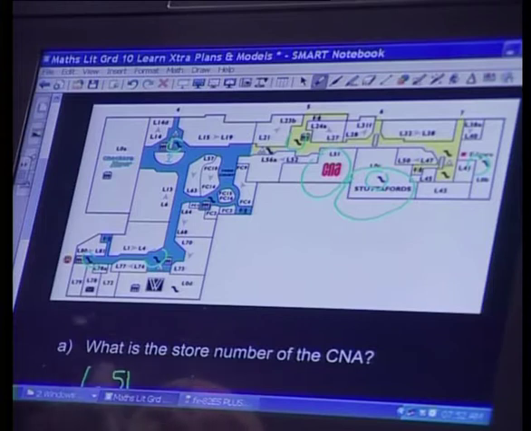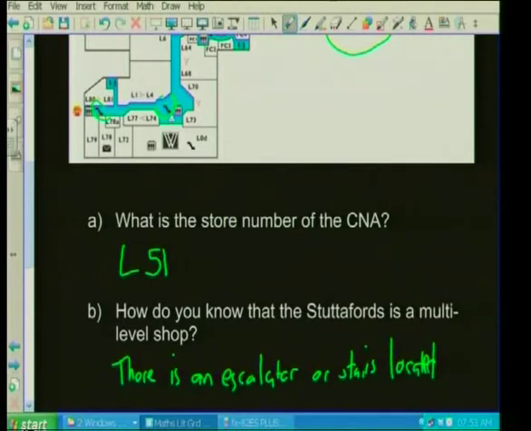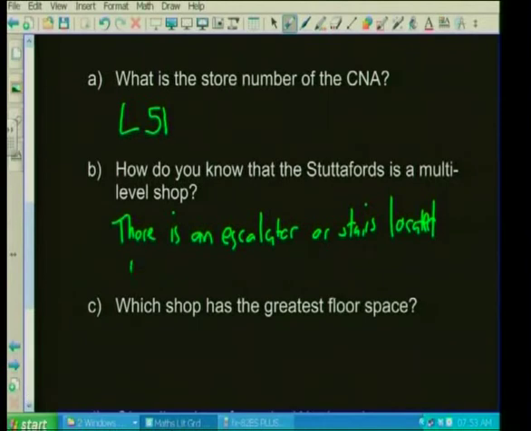And it's indicating to you that inside this shop is an escalator perhaps going up to another floor, down to another floor, which means that this shop is not simply located on this floor only, it has a connection to the floor above or below. So to answer the question, you would have to write a sentence to say, there is an escalator or stairs located in the store, or inside the store.